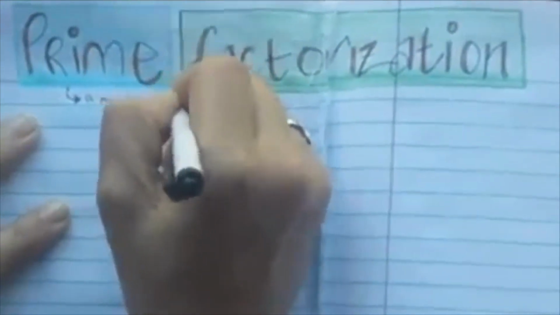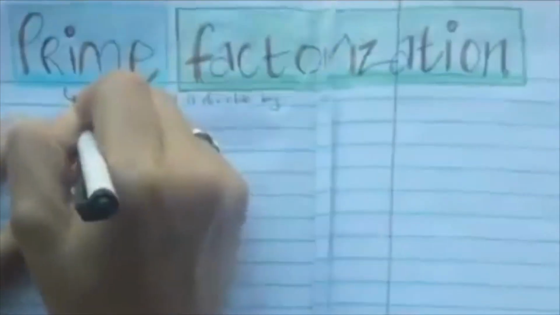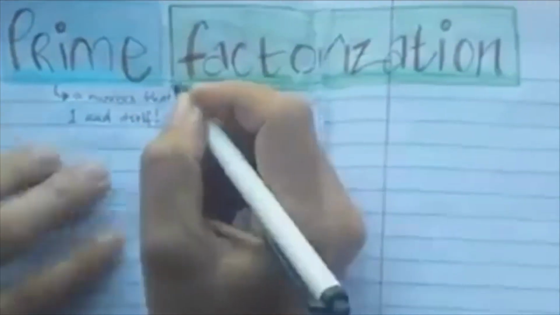A prime number is a number that is divisible by 1 and itself. Alright, so think about all the numbers. What is divisible by 1 and itself?